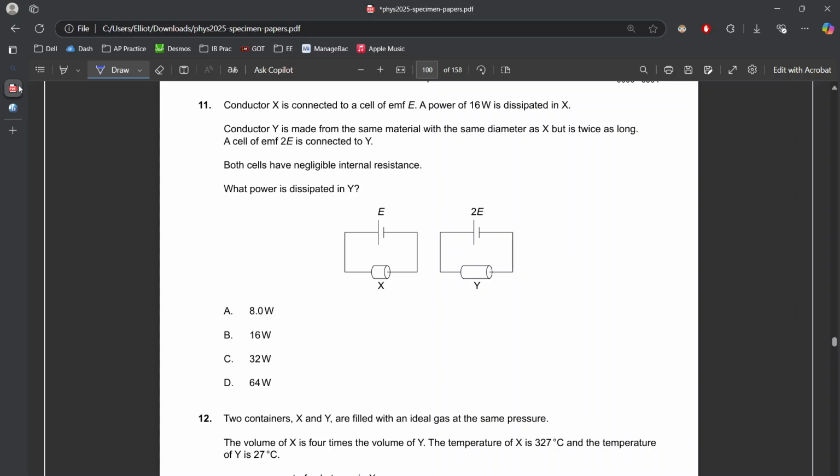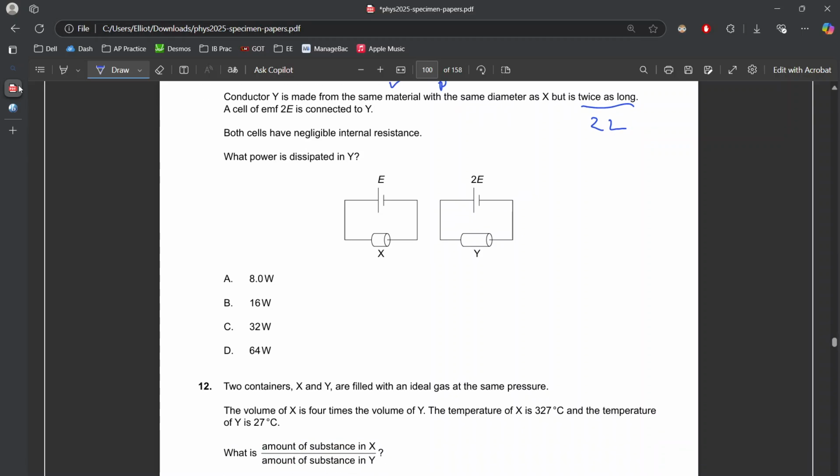Conductor X is connected to a cell of EMF E. Okay, so let's do EMF. I'm going to use a little V for voltage. Power is P, dissipated in X. And this is a conductor Y that is twice as long, 2L, and has negligible internal resistance. What is the power dissipated in Y? Okay. Well, let's look at our data booklet.